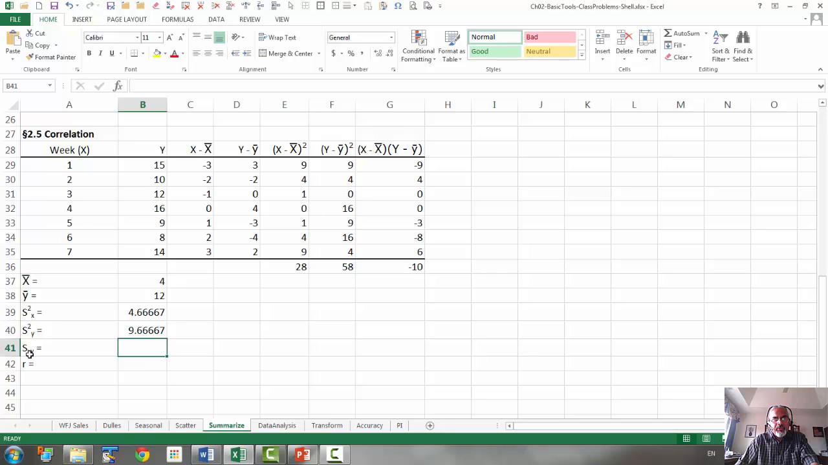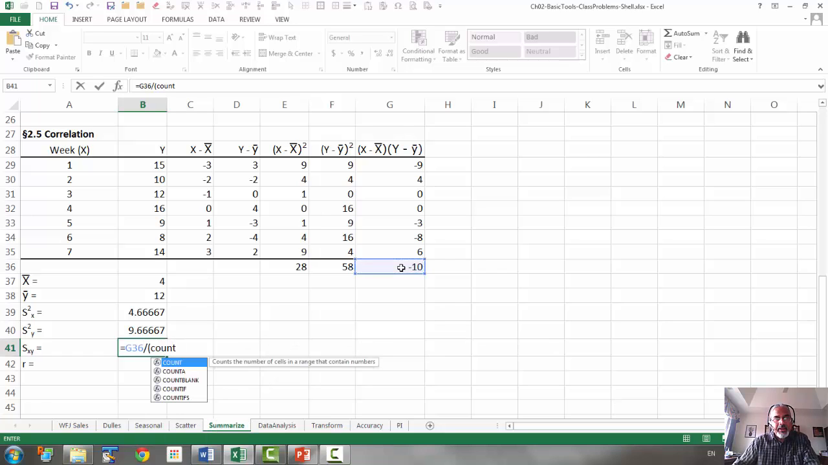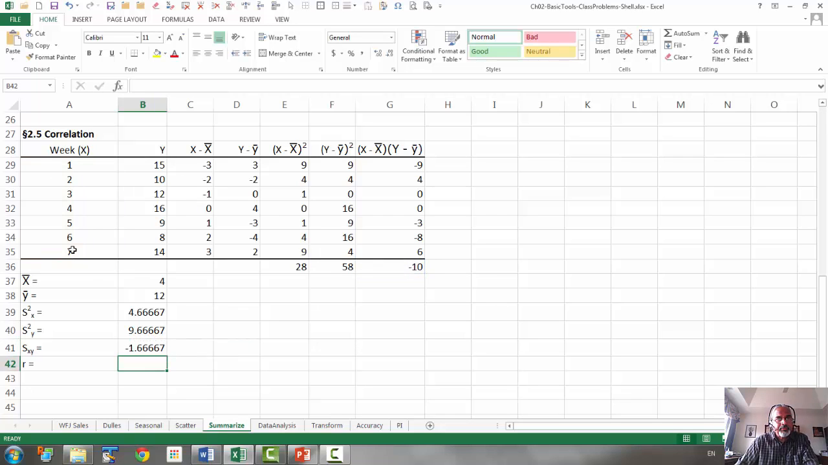Now the covariance between x and y, that would be this sum divided by count minus 1. So that is our covariance between x and y.